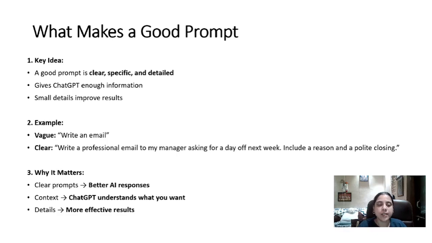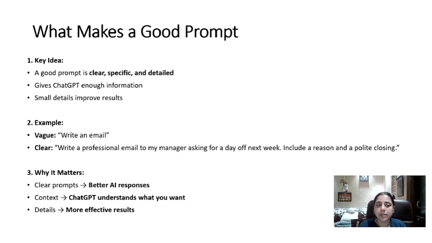Now you can see two examples on the screen. What is vague for the search engine is: write an email. For the AI, actually, search engine is a wrong word. Google would be a search engine, but your Claude or your ChatGPT, Gemini, all of these are AI based models. What would be clear for it is: write a professional email to my manager asking for a day off the next week. Include a reason and a polite closing. So you see, it is very, very detailed to the point. You're telling exactly what you want and extremely detailed.